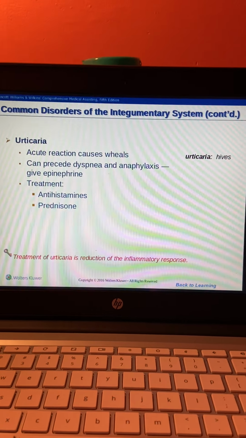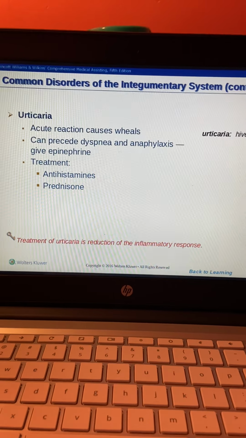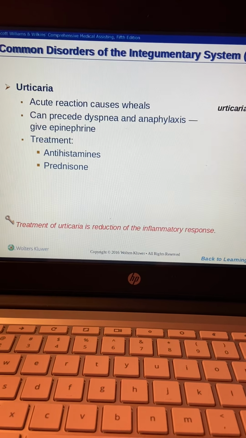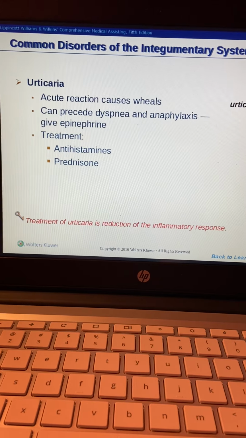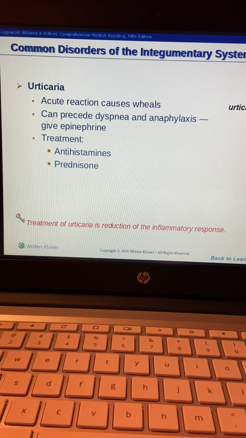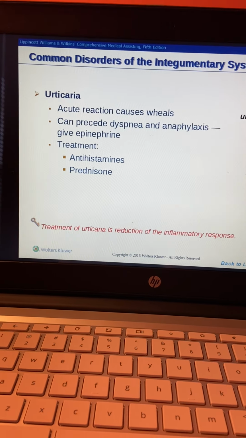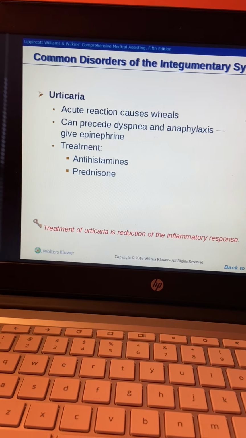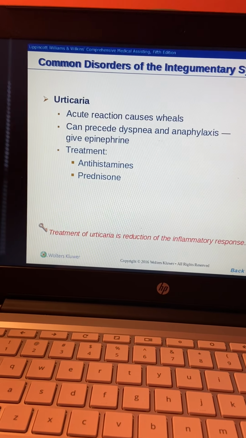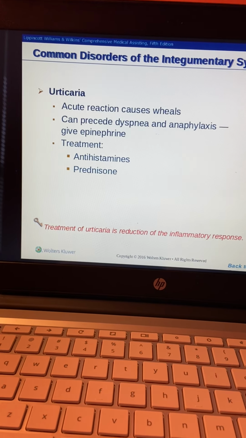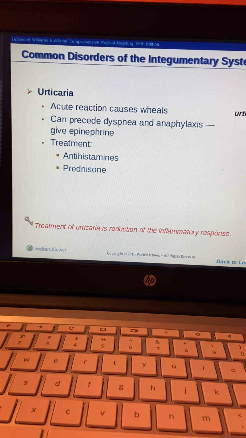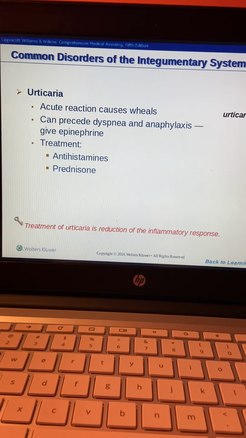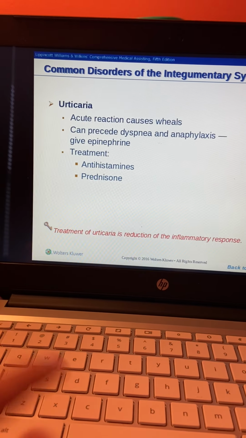Urticaria is hives. It is an acute reaction which causes wheals. It can precede dyspnea and anaphylaxis. So with this, you would give epinephrine or an EpiPen, antihistamines, and prednisone, which is your steroid. The treatment of urticaria is the reduction of the inflammatory response.